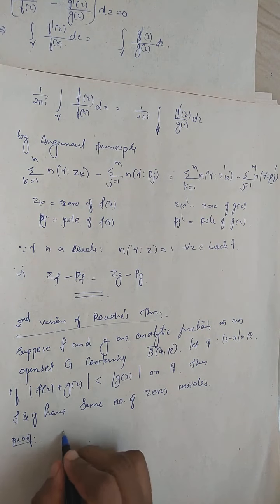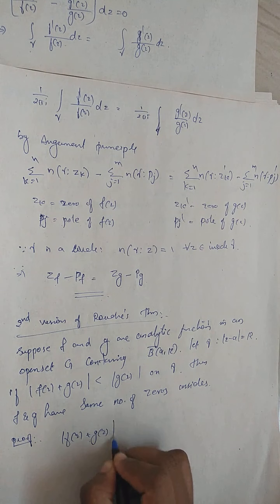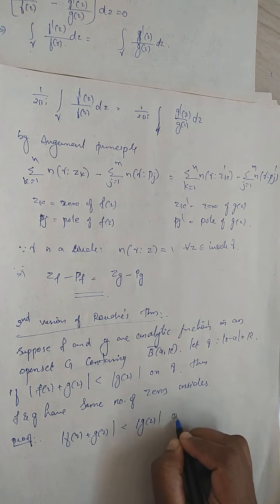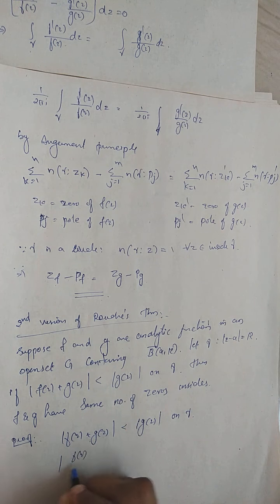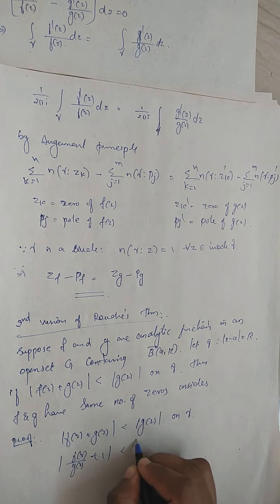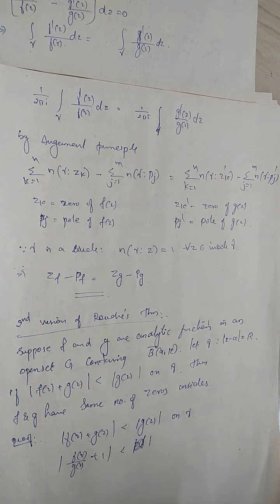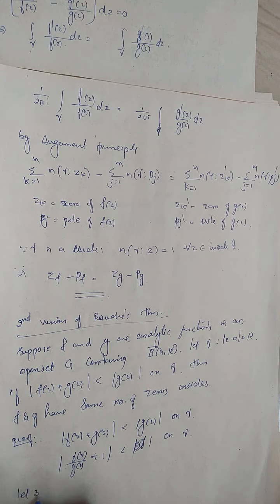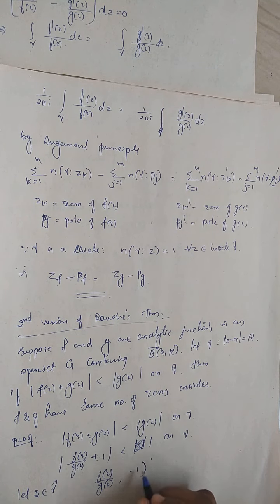Proof. We are given that mod f(z) plus g(z) is strictly less than mod g(z) on gamma. Then as above, f(z) by g(z) plus 1 is strictly less than modulus of g(z) by g(z), which is 1, on gamma. Okay, now take z an element in gamma. When z is an element in gamma, what will be f(z) by g(z)? The distance between f(z) by g(z) and minus 1 is strictly less than 1.